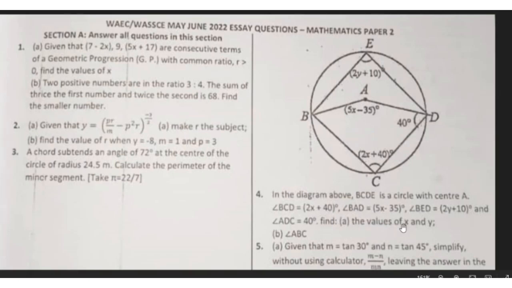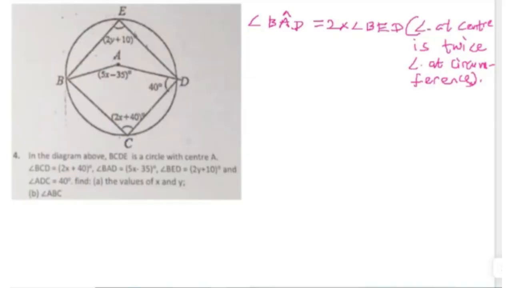So we are required to find the values of x and y, and also to find the size of the angle B here, which is angle ABC. Okay, so I have set this up initially. For us to be able to solve this question, we just have to apply the rules of circle geometry. One of the theorems in circle geometry tells us that the angle at the center is twice the angle at the circumference. So BAD is 2 times 2y plus 10, which is the statement made here.